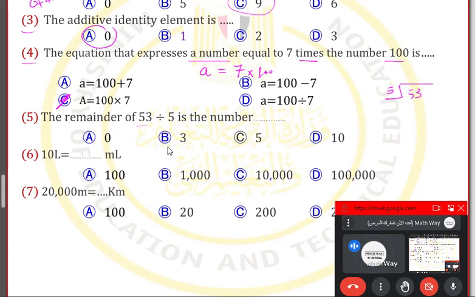by 5. Now let's get the multiples of 5. 5 by 1 is 5, 5 by 2 will be 10, until we reach 5 by 10, which is 50. 5 by 11 is 55. So 53 is between this and this. So let's try 5 by 2, which is also 10.